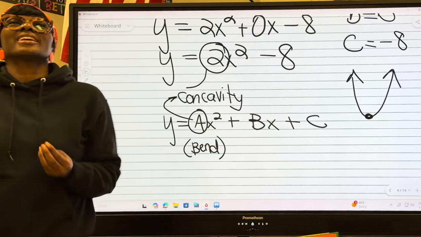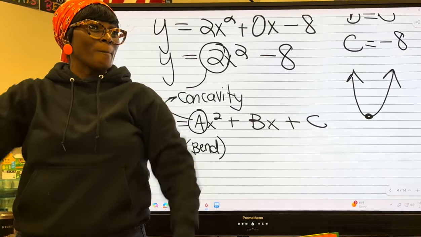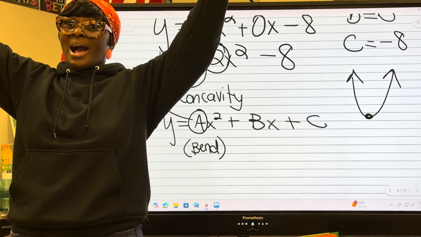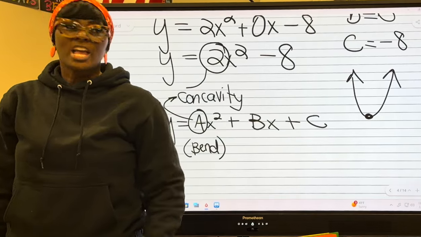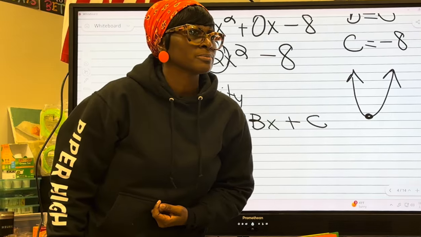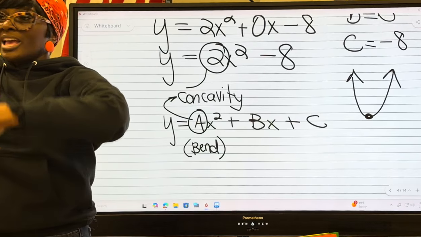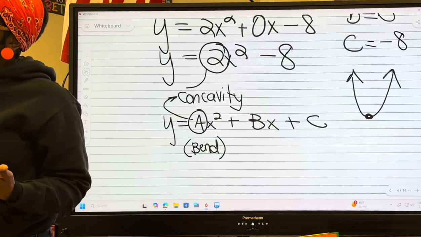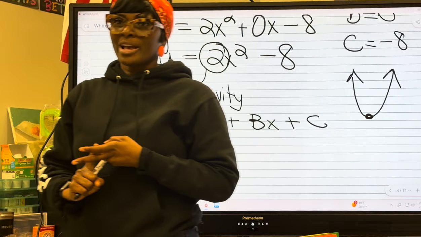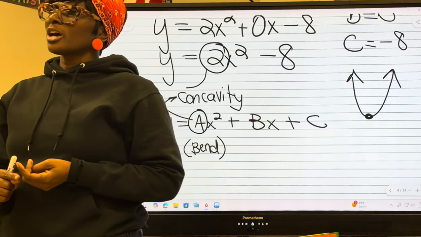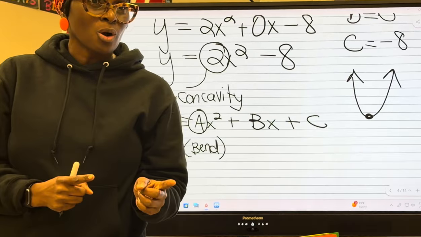So what does my A tell me? My A tells me if I bend up or bend down. If I concave up, I'm positive. If I'm concaving down, my equation has a negative A. Are y'all with me? It also tells me if I got a max or a minimum, right? Because if it concaves up, then I got a minimum. If it concaves down, then I have a what? Maximum. So that's two things I can tell. If it concaves up or down, and if I have a max or a min, right? What else can it tell me? It tells me how wide or how narrow.